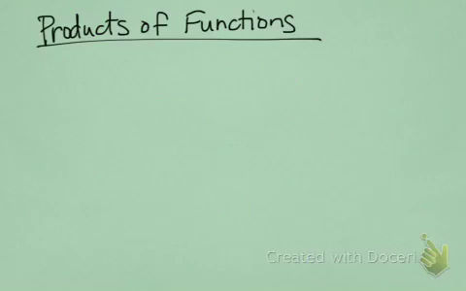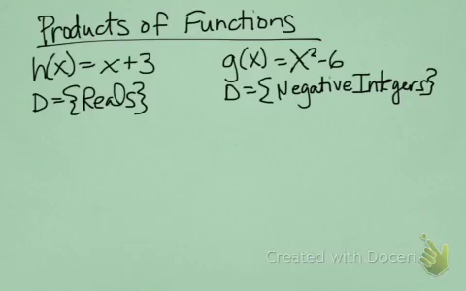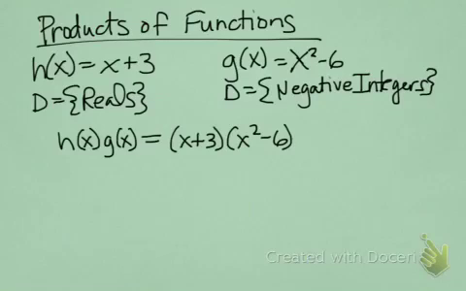Now we'll talk about products of functions. So if we have h of x is x plus 3 and g of x is x squared minus 6, when we have our two domains there, we can multiply them together. So h of x times g of x gives us x plus 3 times x squared minus 6.